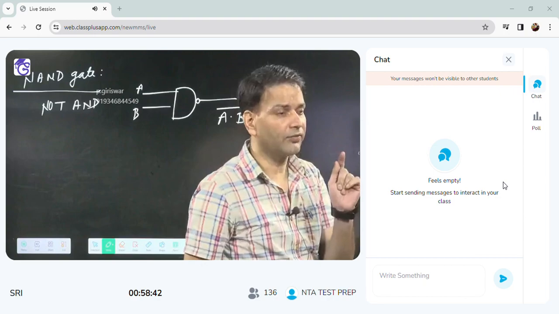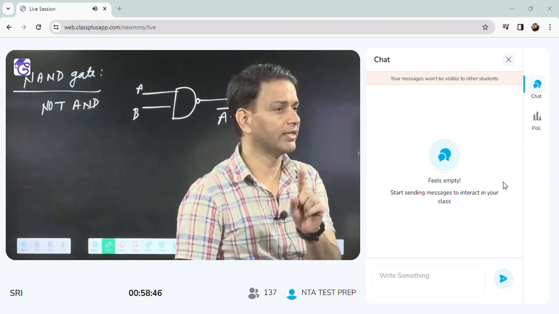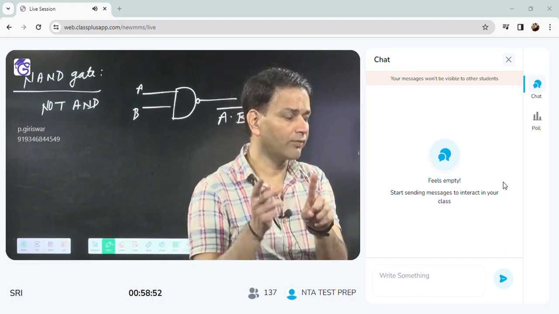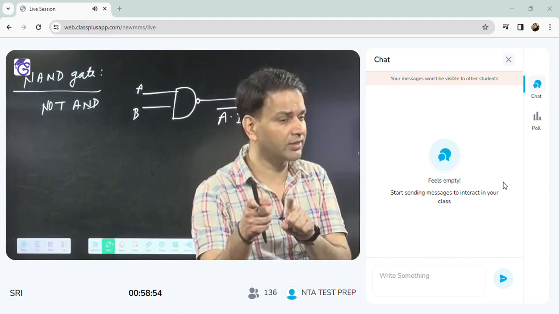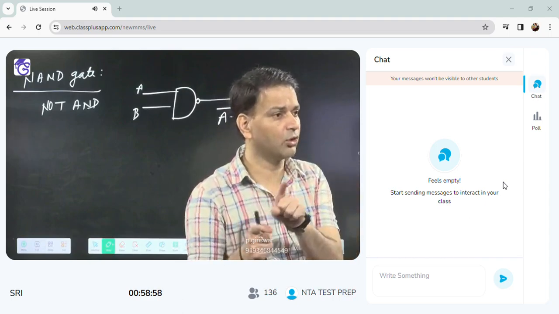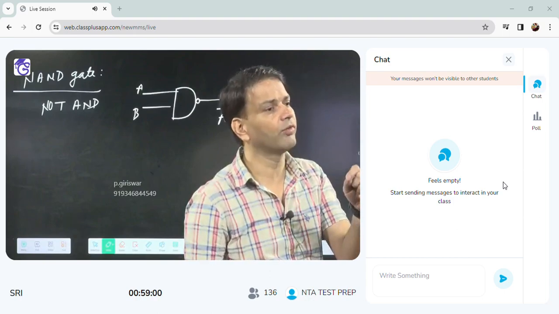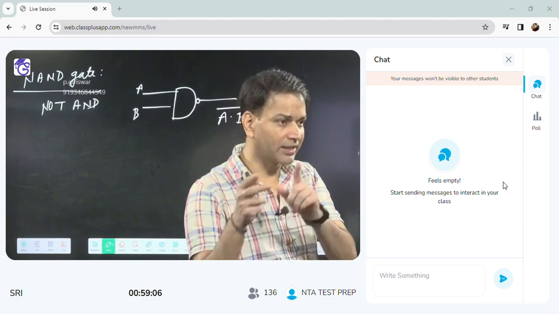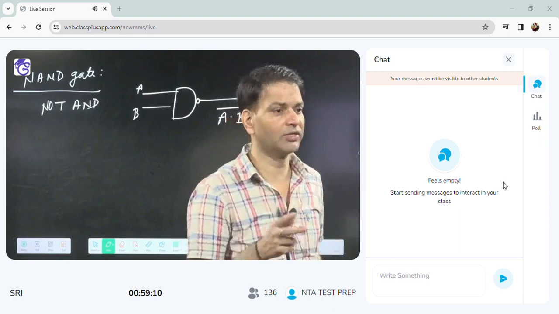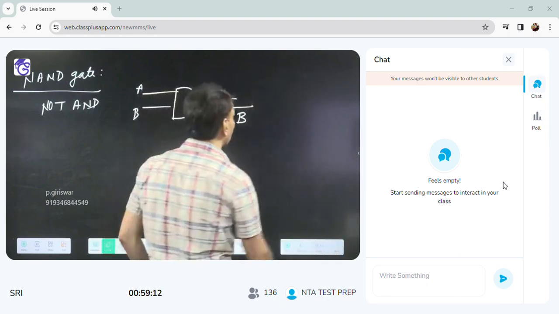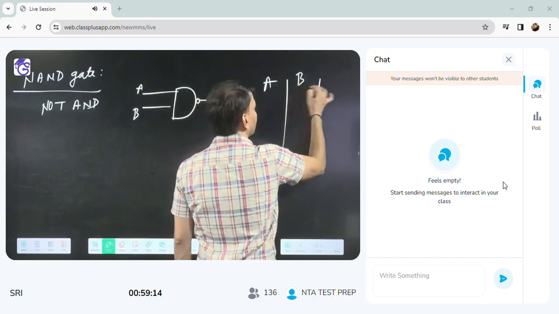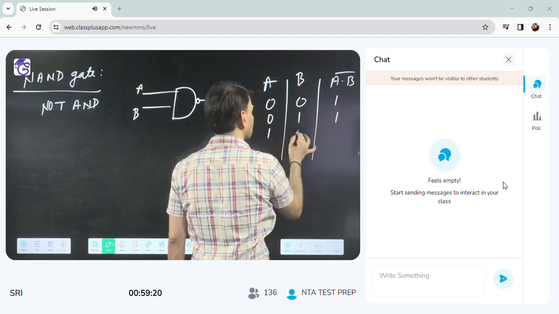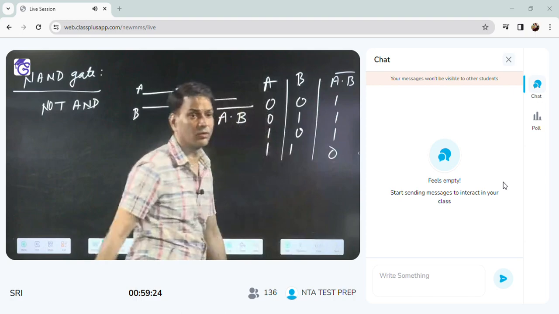In the AND gate, we are getting 1 in only one case, when both are 1. But here what will happen? When both are 1, then only we will get 0. Otherwise, in all the cases, if anyone is 0, we will get 1. AND gate: when both are 1, then only 1. But NAND gate: when both are 1, then only 0. Reverse, NOT. Everybody getting it or not? That's why the truth table will be like this. A, B, A dot B whole bar: 0 0 gives 1, 0 1 gives 1, 1 0 gives 1, and 1 1 gives 0. Understood?